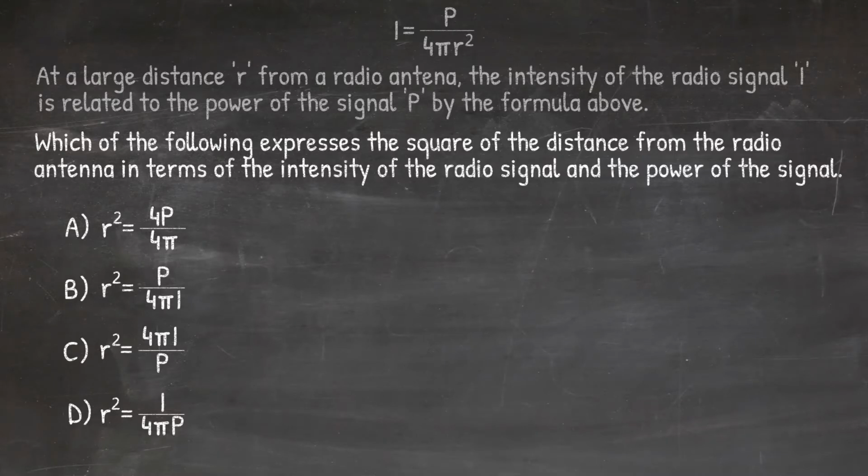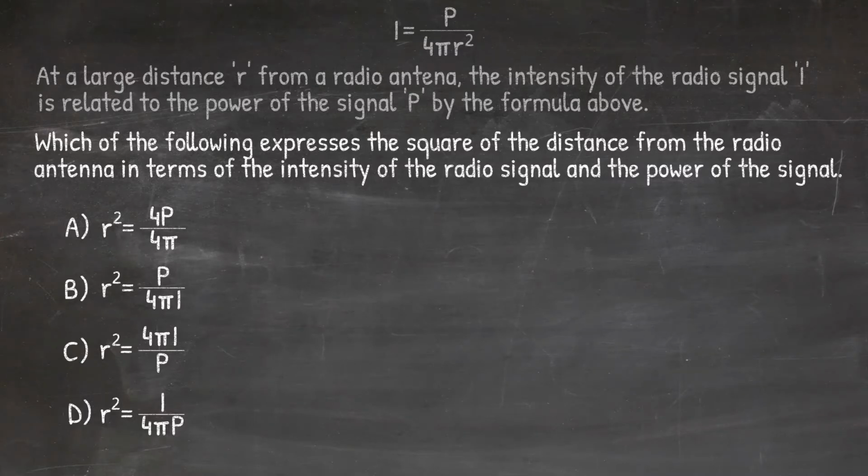This is another sciencey question, but if we stay with math, it's actually pretty straightforward. Let's understand that r is the distance from the antenna, I is a concept of intensity of radio signal, and P stands for power of the signal. And we don't necessarily need to understand all of these concepts as far as we understand that there is an antenna and there is a certain distance away from the antenna, at which point maybe that signal is measured, for example.